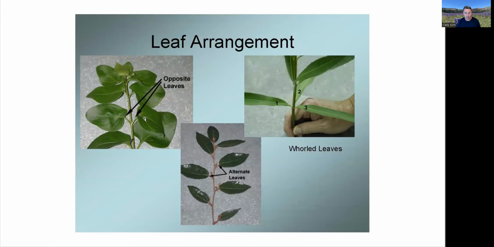So here is an example of opposite leaves. Pretty sure this is Vinca major. So opposite leaves, just like that fraxinus or that ash. Opposite at the node, two leaves coming off of that node.